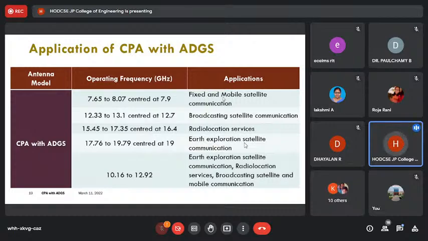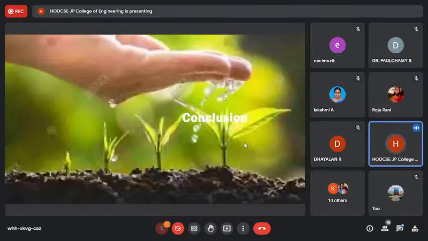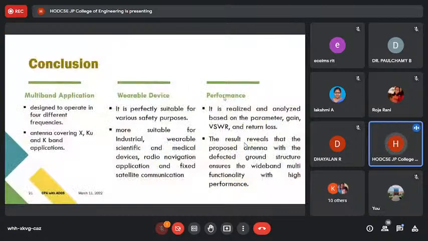The range 15.45 to 17.35 can also be used for radio location services. And 17.276 to 19.75 is also used for Earth exploration satellite application. And the range 10.16 to 12.9, the antenna is also used for Earth exploration satellite communication, radio location services, broadcasting satellite and mobile communications. Okay, so let us conclude the overall presentation here.